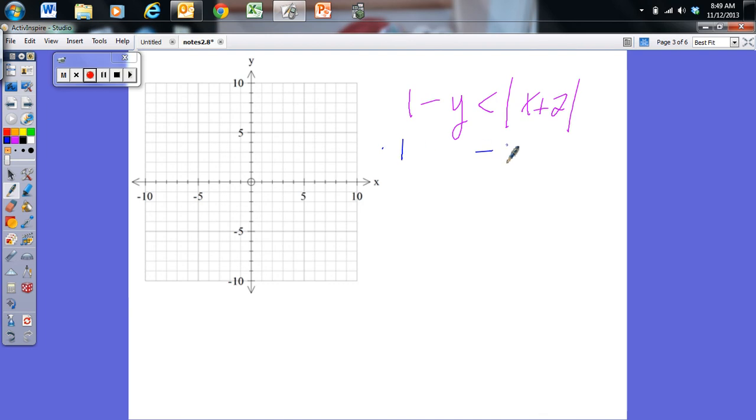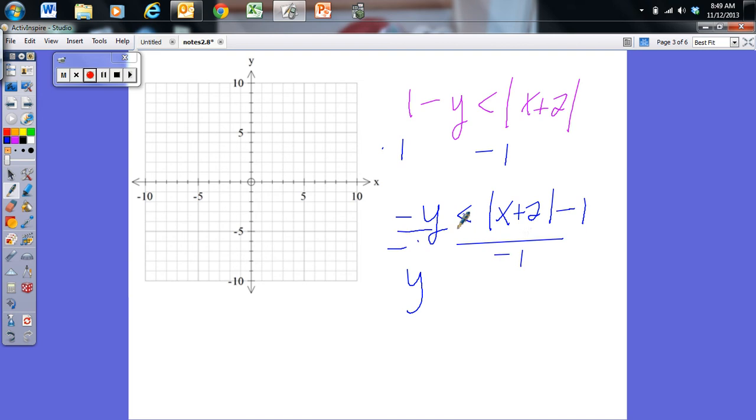So I'm going to subtract 1 from both sides, so now I have negative y is less than the absolute value of x plus 2 minus 1. But again, I have the negative in front of the y, so I have to divide by negative 1. Remember, when you divide by a negative, this sign flips over. So when I divide this by negative, I get negative absolute value of x plus 2. And when I divide negative 1 by negative 1, I get plus 1.